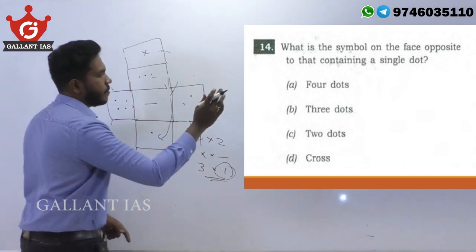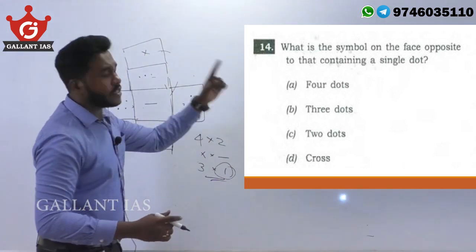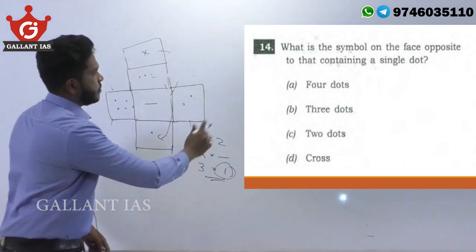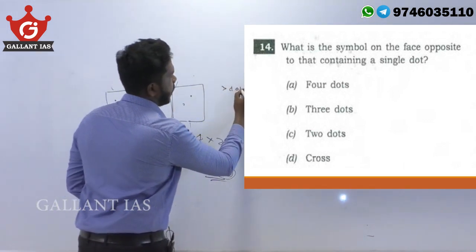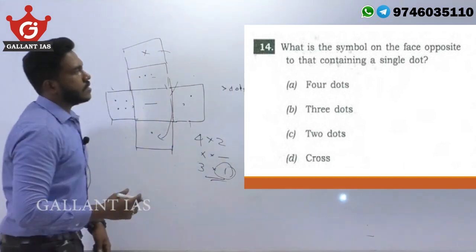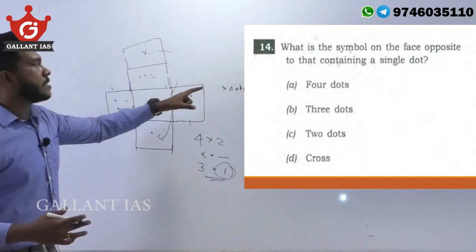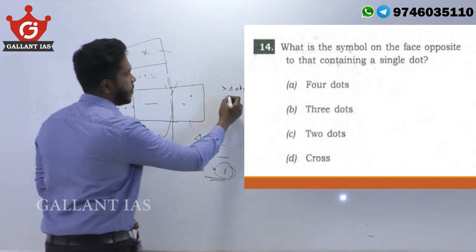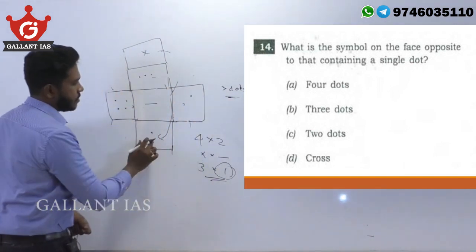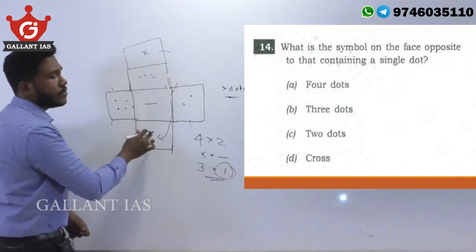So our answer will be what? Our answer will be 3 dots. The face opposite to single dot will be the face containing value 3 dots. Okay, our answer will be 3 dots. That is, 3 dots is alternative to 1 dot.